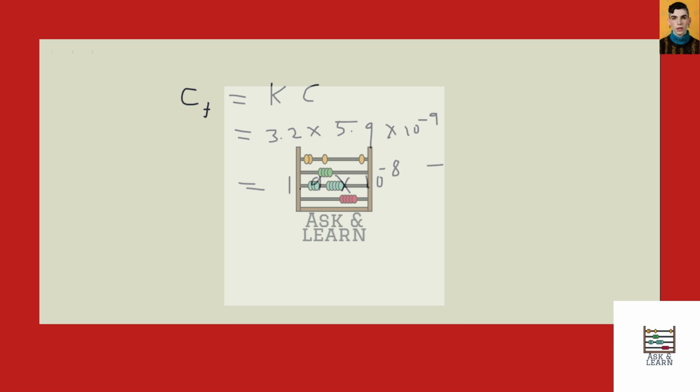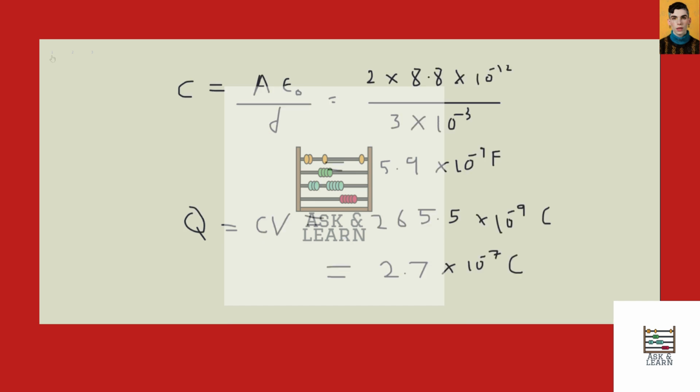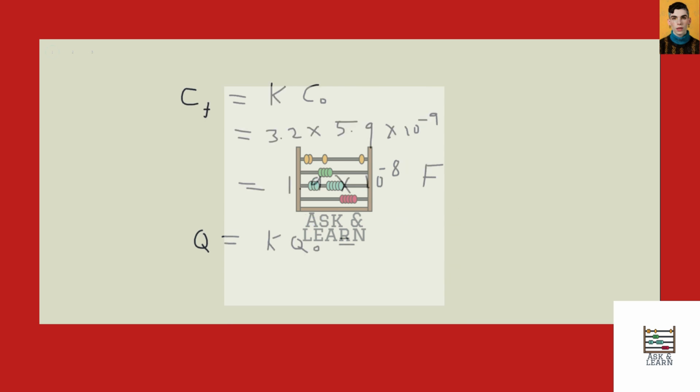See that I have tried to keep all the answers in terms of two significant digits. In this case, charge stored is also multiplied by K, that is dielectric constant, from the initial charge. So K times Q naught, let me write it 0 here so you understand it is initial charge. So what initial charge was 2.7 times 10 power negative 7. So if you perform that operation, it's just 8.6 times 10 power negative 7 coulomb.